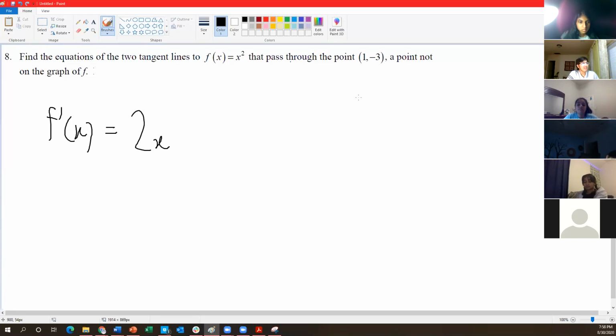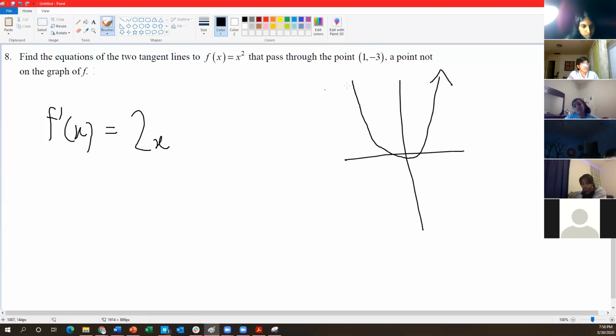Now the thing is, we're trying to find... So if I have 2x, right? So let's graph x squared first. So x squared looks something like this. I know that should be exactly at 0. I can't draw, so we're not going to spend time trying to fix that. We have a point 1, negative 3. And it's saying that we need to find two tangent lines that pass through this point, but are not on f, right? So what she's telling you is that 1, negative 3 is not on f. Okay? So we're trying to find this tangent line.